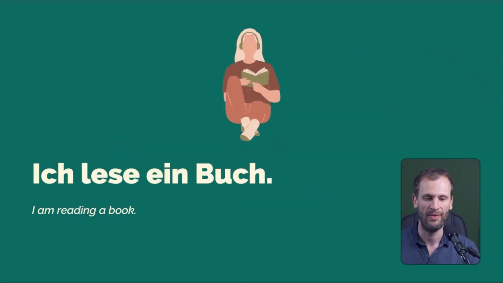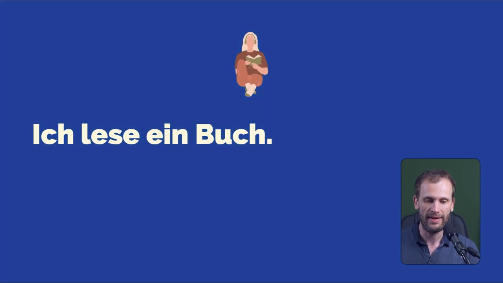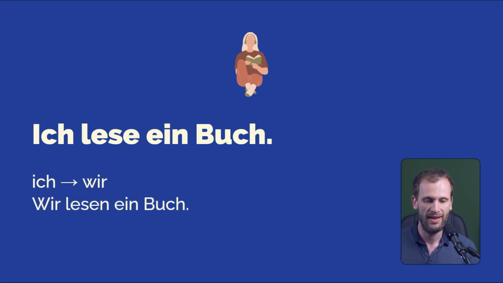So let's check today how good your German A1 grammar is. Let's go. So, ich lese ein Buch, I'm reading a book. And the test is as follows. You have to change the sentences. In this case, I want you to change the sentence from ich to wir, so a different subject. Of course, sometimes these things have other implications. In this case, you have to change the verb form. So let's start super easy. The answer is wir lesen ein Buch.